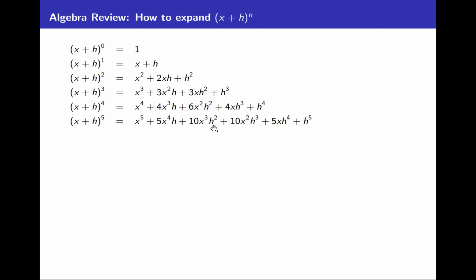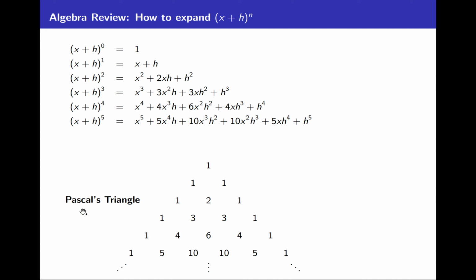If you work out x plus h to the 5th, it turns out to be this long expression, starting with x to the 5th, and the next term is 5x to the 4 times h, and then 10x cubed h squared, and so on. You may be a little bit rusty on these coefficients, the 5, the 10, the 5, but let me remind you of where those come from.